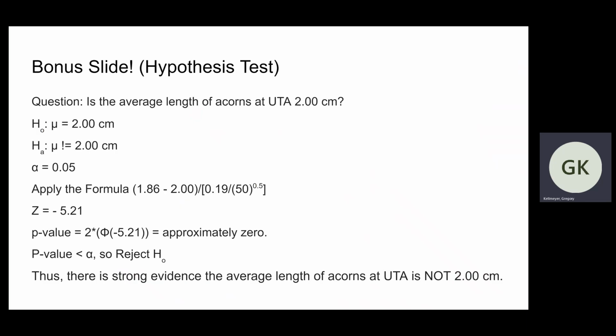And I figured I might as well throw together a hypothesis test quickly. Run through the math, and basically there is strong evidence to reject the null hypothesis that the average length of acorns is 2 centimeters. So yeah, that's not it.